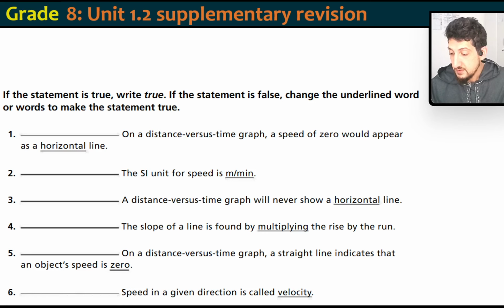Next. If the statement is true, write true. If the statement is false, change the underlined word or words to make the statement true. Now, this is a very common question in the exam. On a distance time graph, a speed of 0 would appear as a horizontal line. We've just done that. So it would appear as a horizontal line like that.